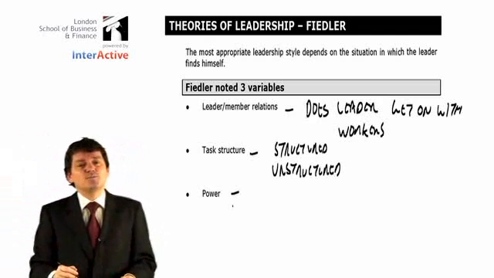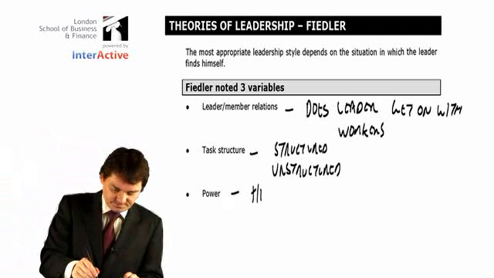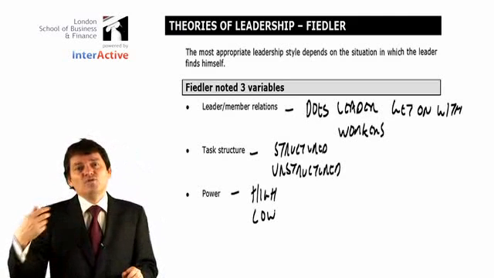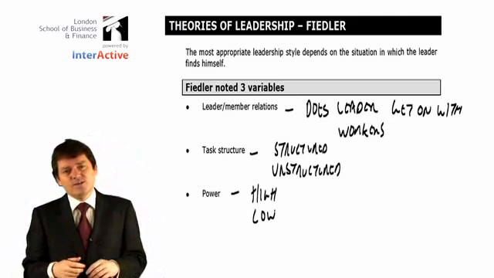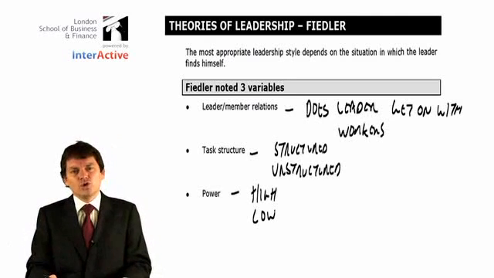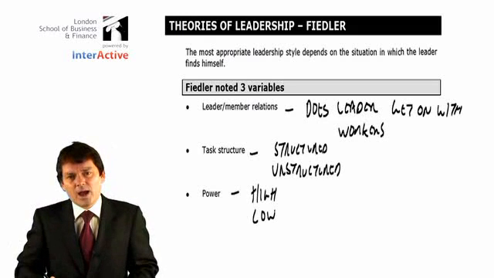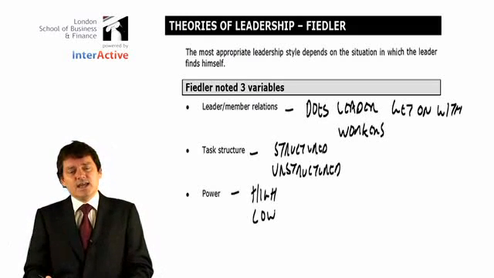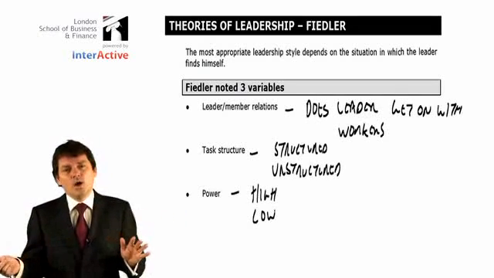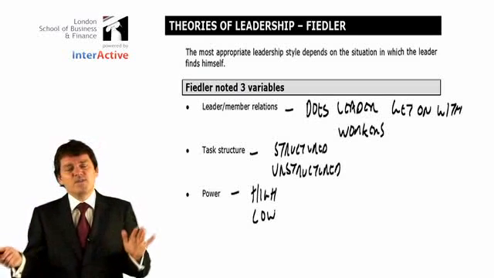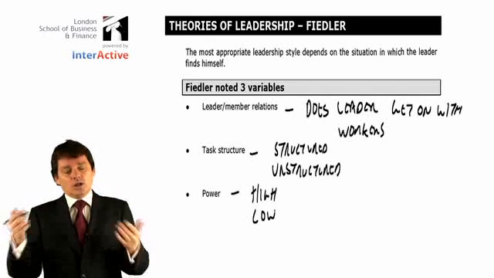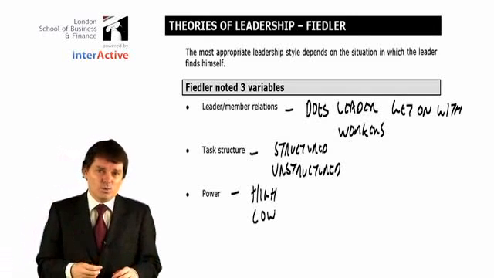And finally, how much power have they got? High power or low power? Remember, we've already said, we saw it previously, that power is the ability to get people to do what you want. Somebody with a lot of power has got a lot of ability to influence people. So maybe they can reward people, maybe they can punish people, maybe they're a role model as well, maybe they're also an expert in something. They've got lots of different kinds of power. They're high power. Low power means it's difficult to convince people what to do.